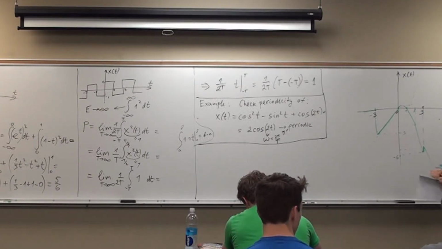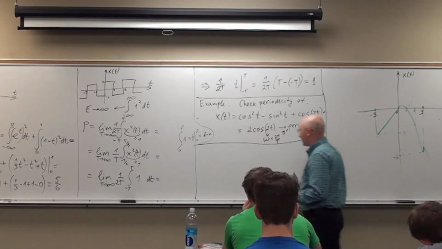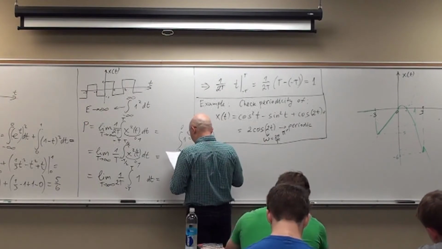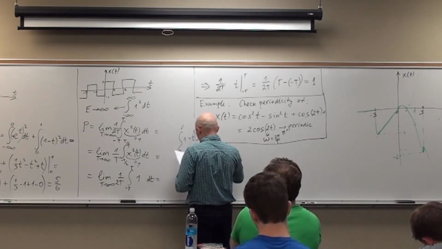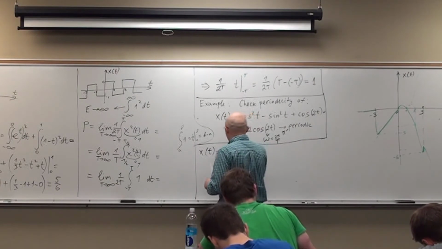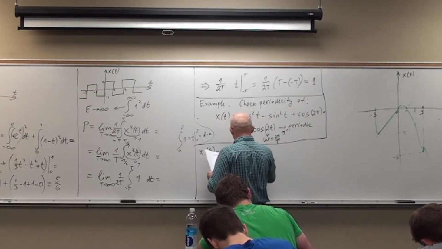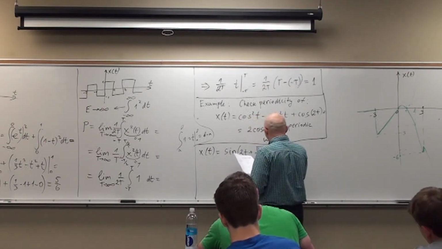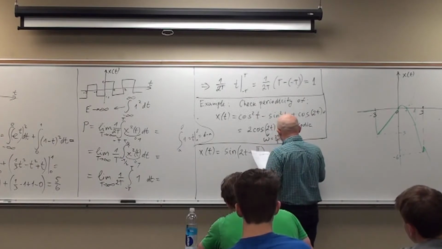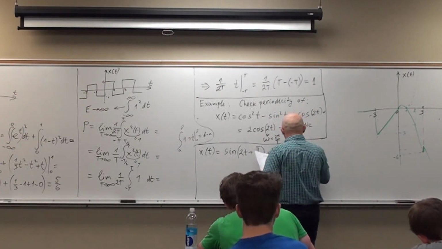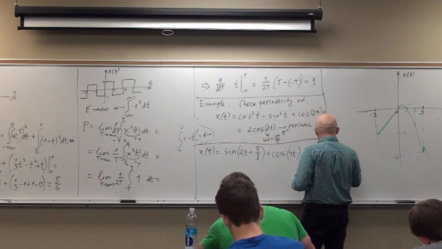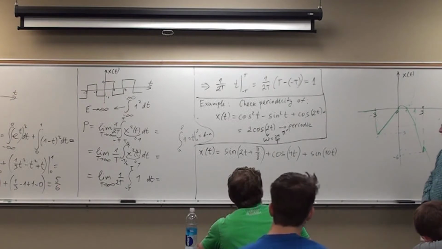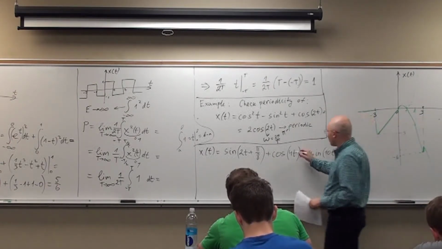Okay, so an example of a sum of three things together. You want to check the periodicity of that sum. Let's see. You have x of t, which is sine of 2t plus pi over 8, to make it more complicated, plus cosine of 4t plus sine of 10t. Something like that.